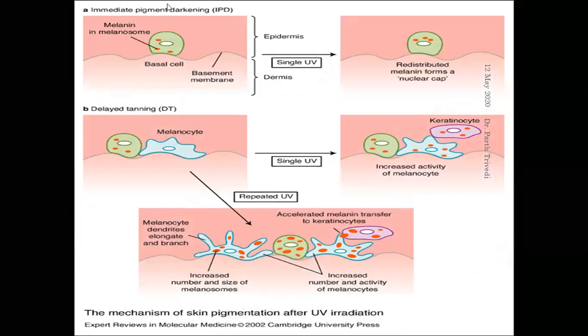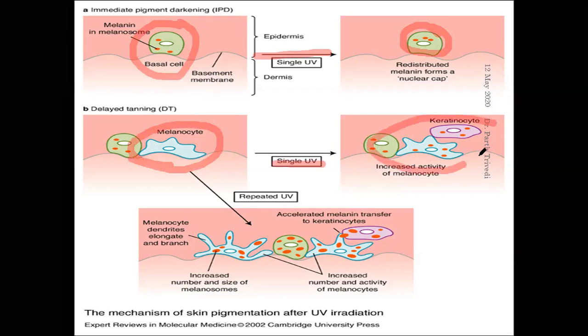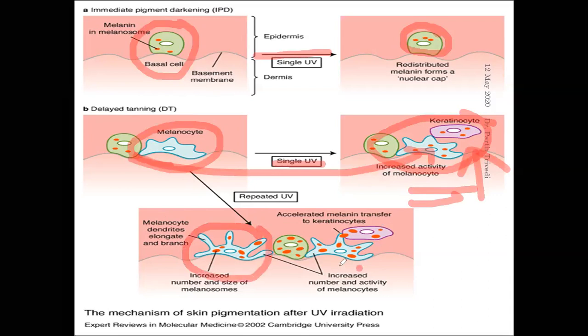You can see in this figure immediate pigmentation darkening. This is your basement membrane, basal cell level. If this is your melanin site, melanin in the melanosome, and a single UVR dose is given, what happens? It increases, and redistribution is formed. And why is there delayed tanning? Because melanocytes are increased, and a single UVR dose increases the keratinocytes, thus thickening the epidermis. Also, you can see the increased activity of the melanin. See, increased numbers of melanocytes, keratinocytes, and melanosomes.